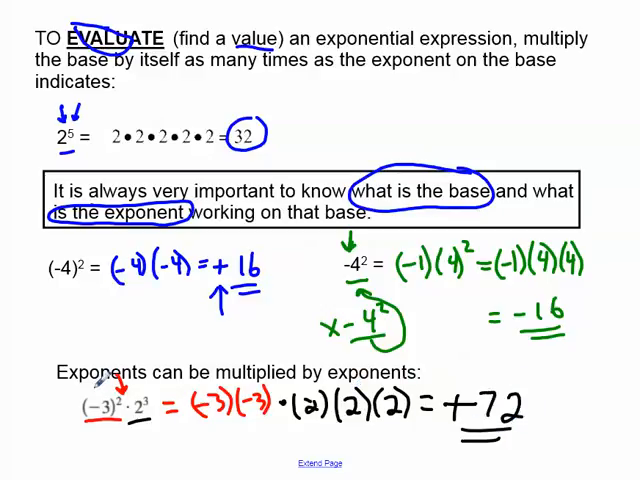And there's my answer. Remember, the 2 over here as an exponent works on the -3, and the 3 over here as an exponent works on the 2 as a base. So we break it apart and write it all down, and there's our evaluation of (-3) squared times 2 cubed.